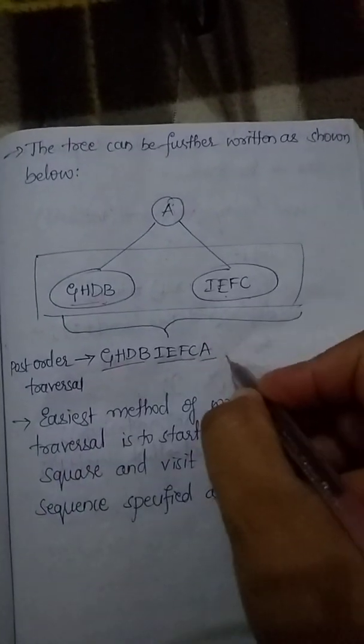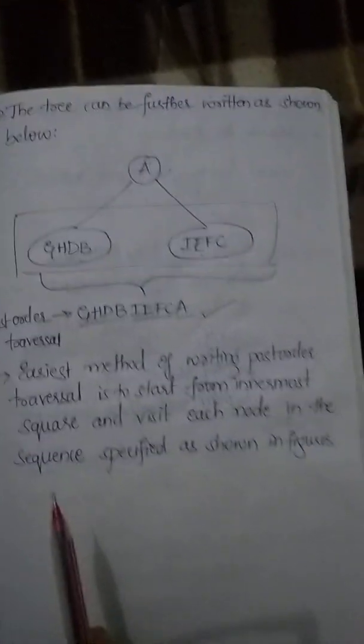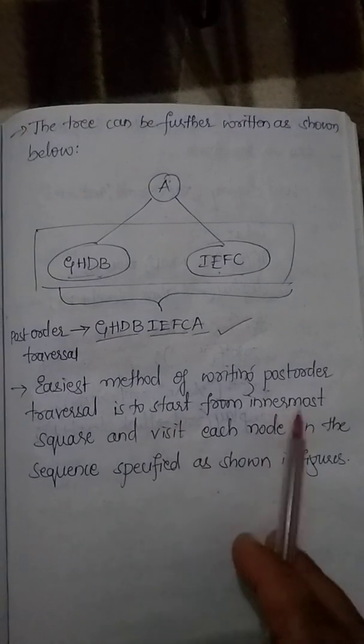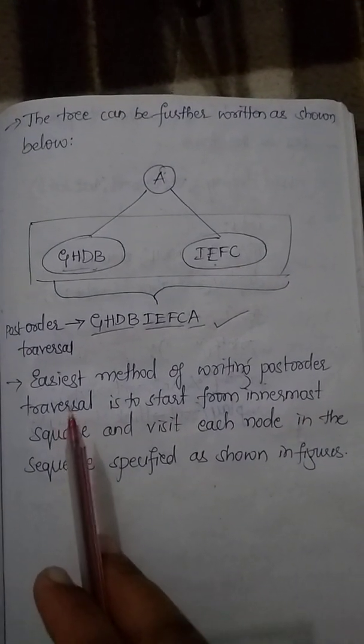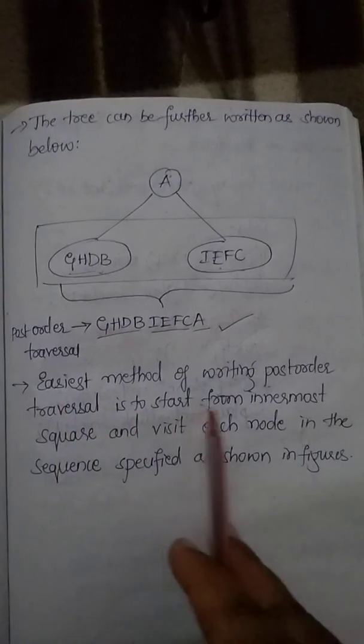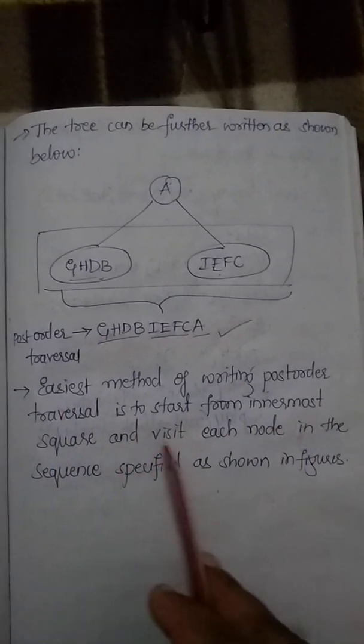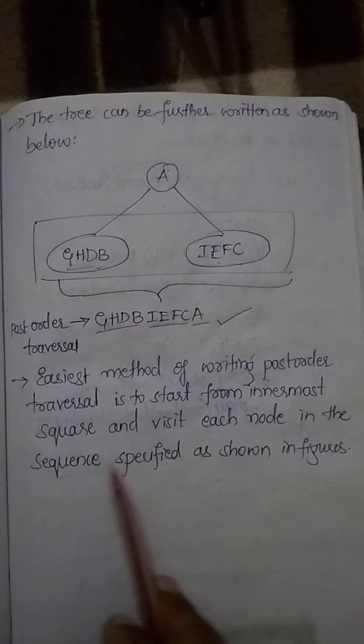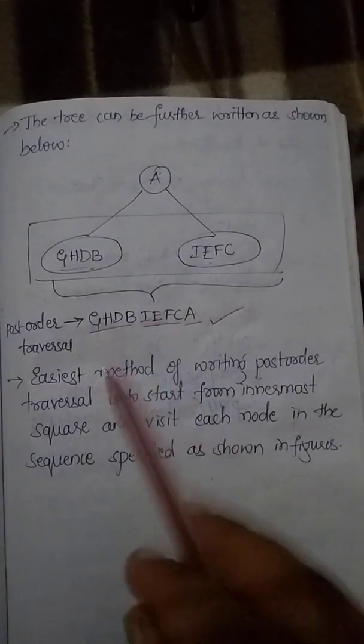So this is how we go for the post order traversal. The same statements are written again here to make you understand in an easier way. So the easiest method of writing the post order traversal is to start from the innermost square and visit each node in the sequence specified as shown in the figure.